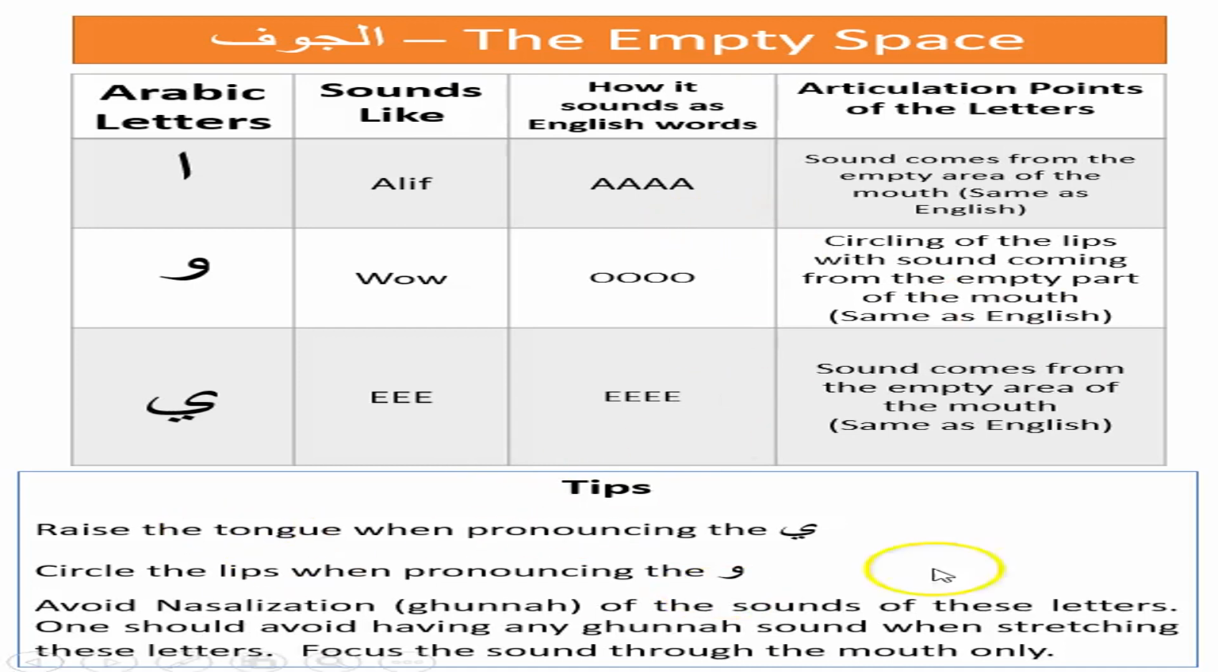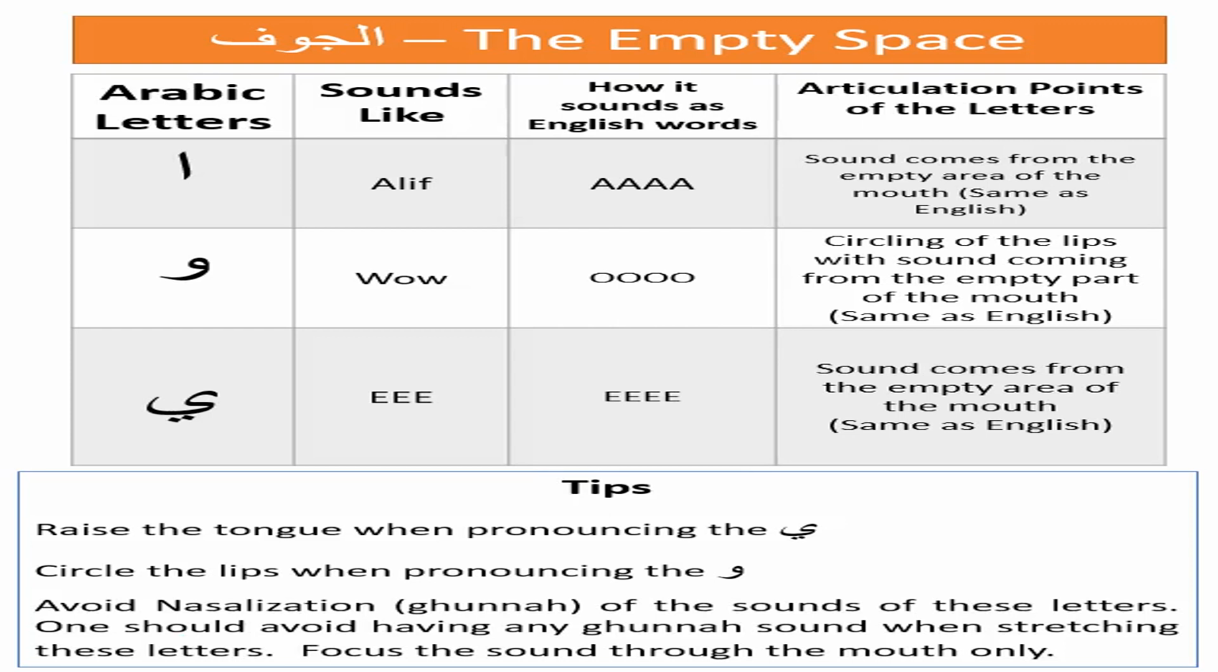The waw, again, we said circle the lips when you're pronouncing the waw, and one of the other things is to avoid nasalization, which is of course the ghunna of these letters. One should avoid having any ghunna sound when stretching these letters. Focus on the sound through the mouth only. So some people, when they're reciting the waw or the ya, there's some ghunna sound that comes through. So for example, instead of saying yu'minun, they say yu'minun. So there's a slight sound difference.